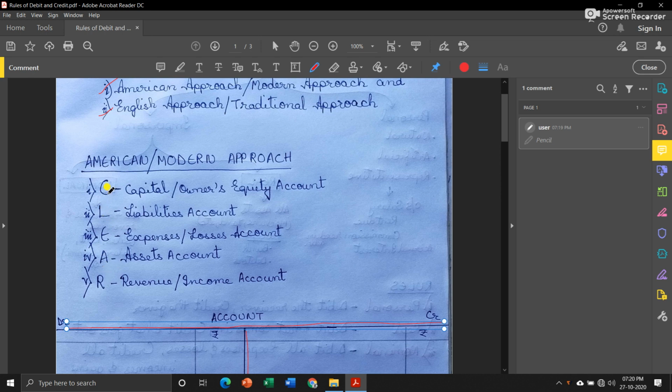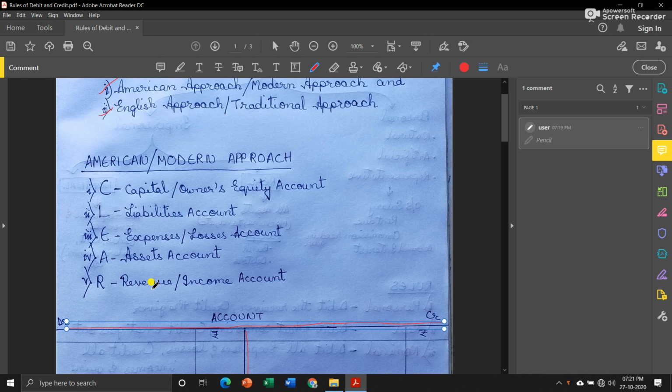Let us see. C stands for capital or owner's equity account. Then L, liabilities account, like the creditors account we used to see; all those things are nothing but liabilities accounts. Then E stands for expenses or losses account. If we have any expenditure or have incurred any loss, then all those accounts will come under this expenses account. Then A stands for assets account, and R stands for revenue or income account.